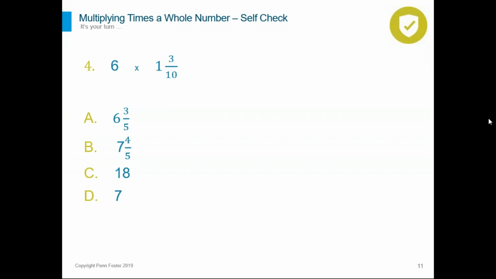Okay, let's do the problem together so everyone is sure. A whole number times a mixed number, cannot do the cancellation method yet. 6 over 1 is the fraction form of 6 times. We change the mixed number to an improper fraction. 1 times 10 is 10 plus 3 is 13 on the top. 10 will remain in the denominator. Now we have two fractions, no whole numbers and no mixed numbers. We are ready then to use the cancellation method.